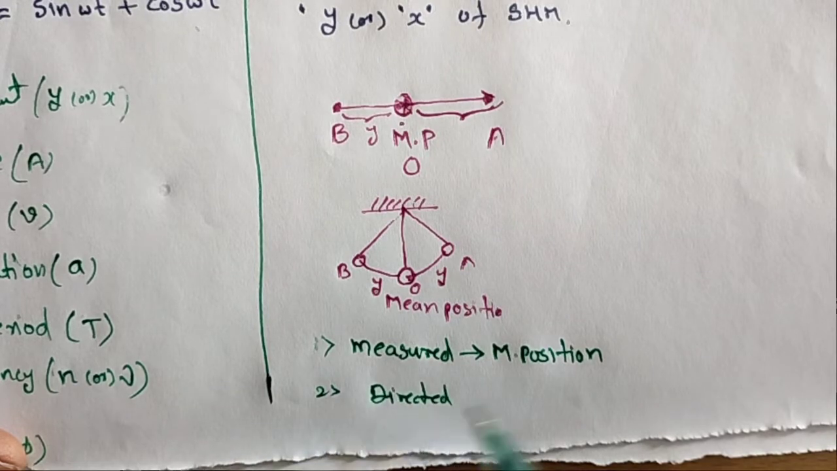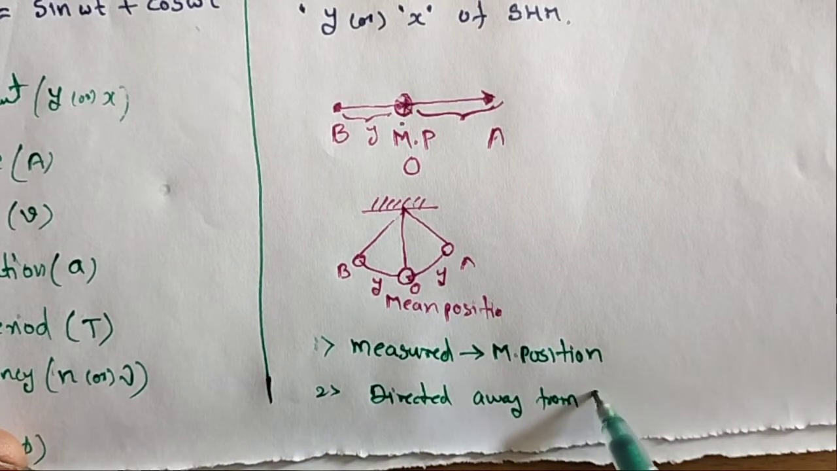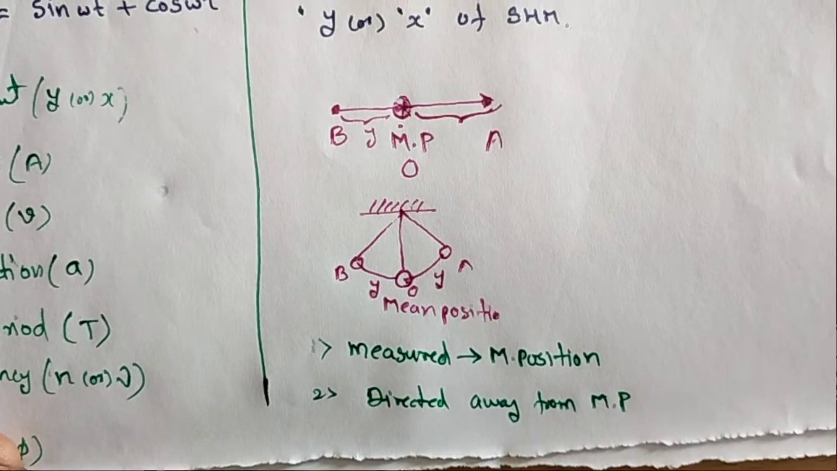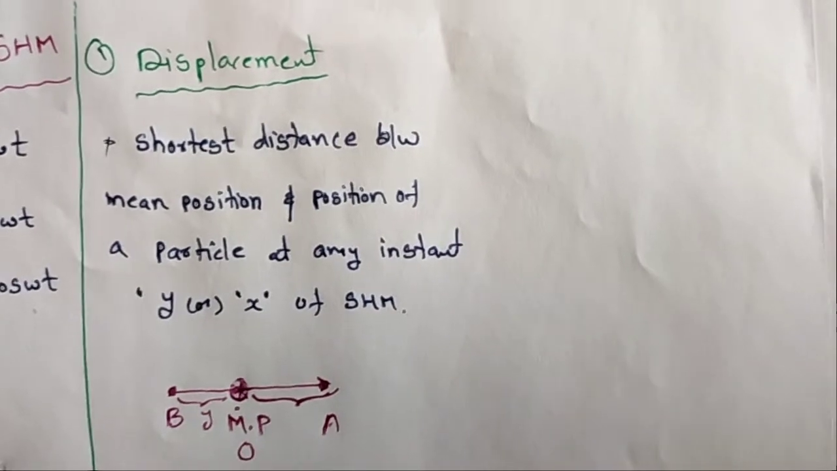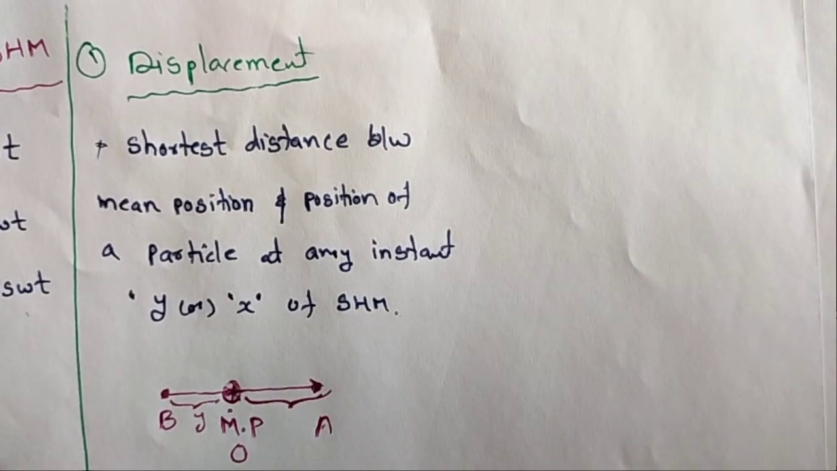Directed away from the mean position. This is the displacement definition. So what is the mathematical equation? I want the mathematical equation. We know that very well.